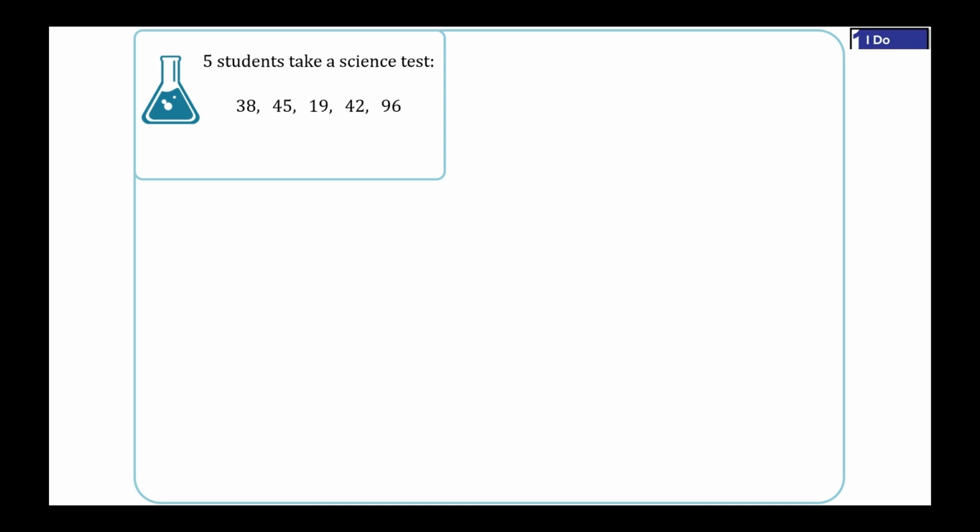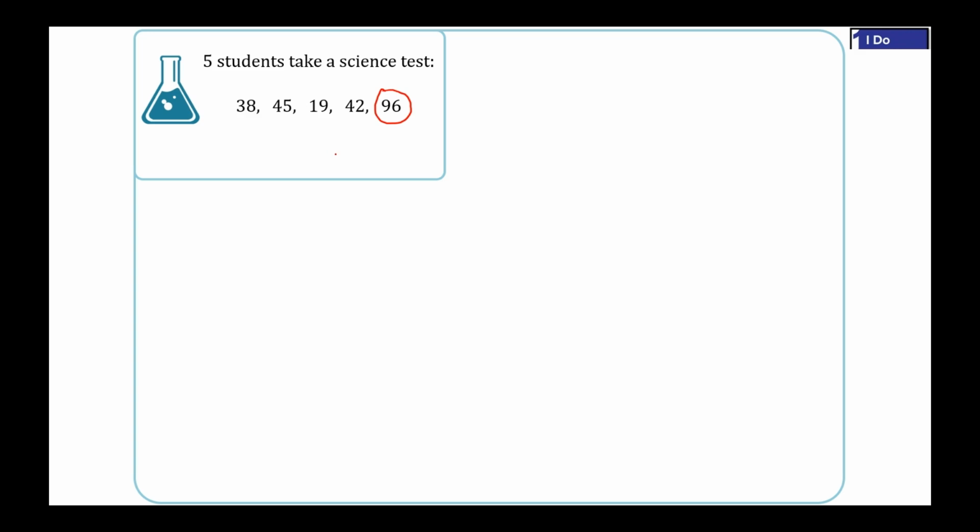In this example, I have 5 students taking a science test. Their results are below. One student scored 38%, another scored 45%, one scored 19%, one scored 42%, and then one particular student scored 96%. So the student that scored 96%, because his score is much higher than the rest of the other students, he would be considered an outlier.